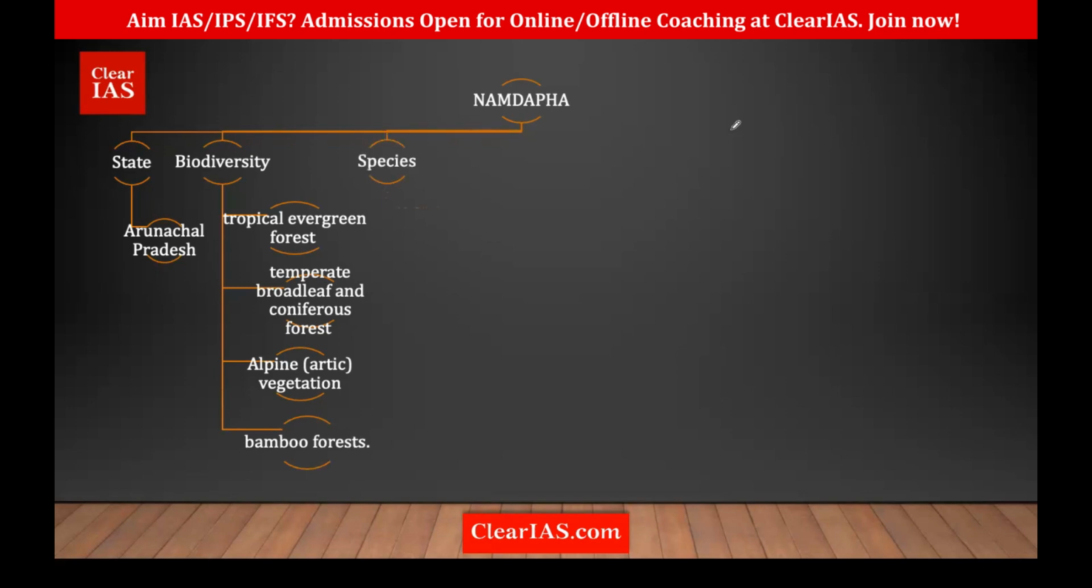Now what are the distinct species found in Namdapha? Since Namdapha has so many different kinds of vegetation, we have different kinds of species also. One species which is found only here is the Namdapha flying squirrel. It's unique to this region. Another one is, since we have higher latitudes and higher altitudes, we have snow leopards and also the clouded leopards. So these are some of the unique species found in Namdapha.